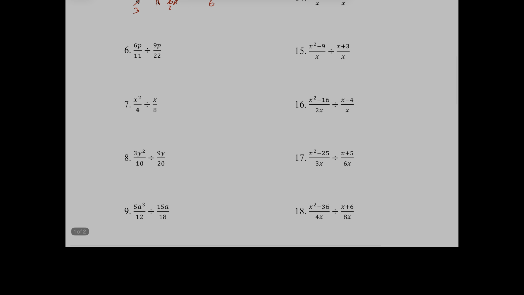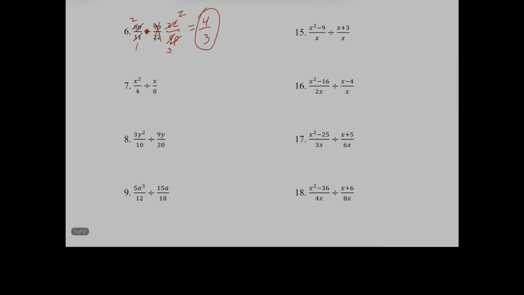Okay, moving on to number 6. Same thing. If you see a division symbol, just change it to multiplication and flip. So now the 11 goes in here once, it goes in there twice. Look at my 6 and my 9. 3 will go in the 6 twice, 3 will go in the 9 3 times, and my p's cancel out as well. What am I left over with? 4 over 3. I just multiplied the 2's.